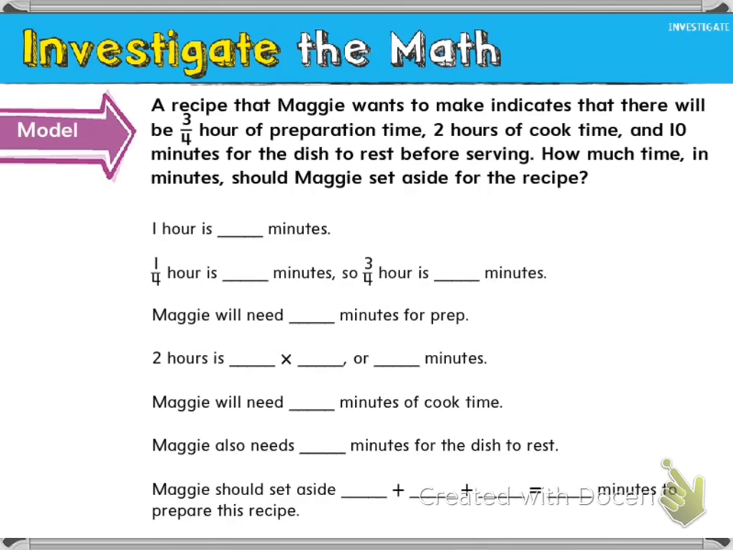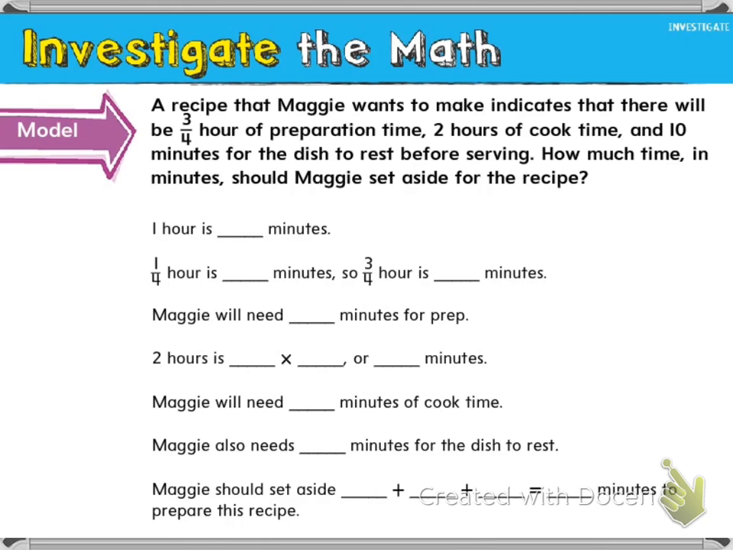Okay, a recipe that Maggie wants to make indicates that there will be 3/4 an hour of preparation time, 2 hours of cook time, and 10 minutes for the dish to rest before serving. How much time in minutes should Maggie set aside for the recipe? Recipes do that. They say it's going to take 3/4 of an hour to prep, 2 hours to cook, and 10 minutes for the dish to rest.